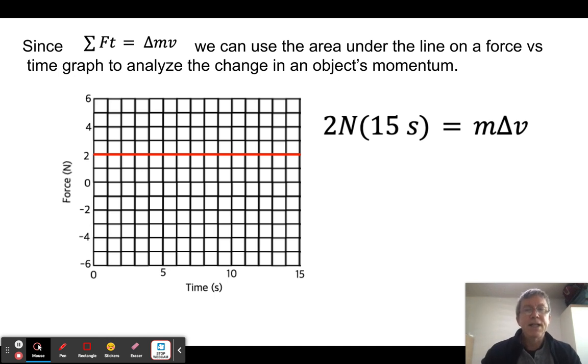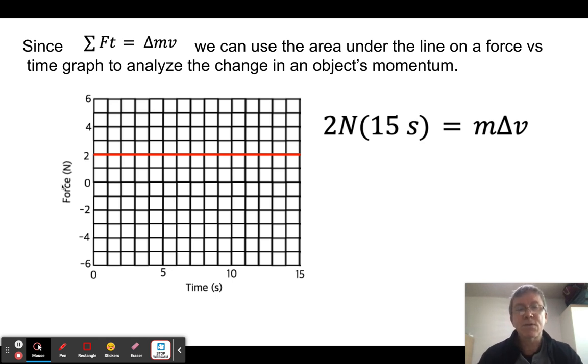Now let's look at this. Let's look at how we can use force versus time graphs to figure out changes in an object's velocity or momentum. If you think about it, force times time is going to be equal to the impulse, to the change in momentum.